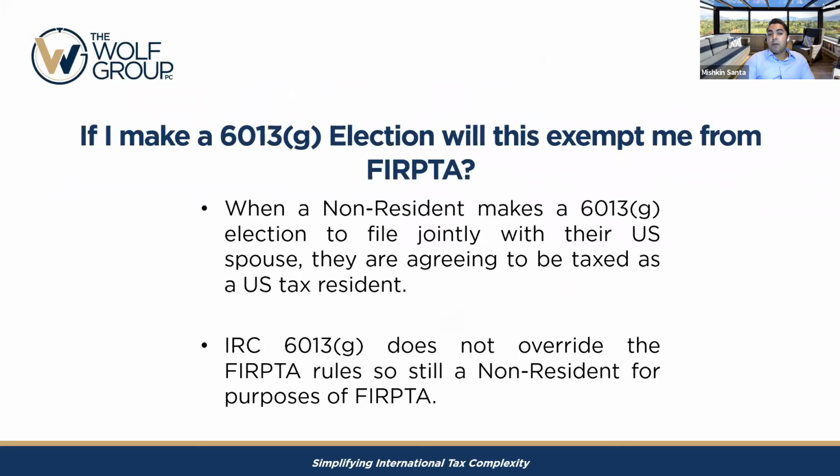I also get this question a lot because we deal with a lot of folks that are making 6013(g) elections. So what happens if I'm married to a US citizen or a green card holder and I make a 6013(g) election for the year in which I sell the property? Can I tell them I'm a tax resident and not have the withholding apply to me? The answer is no. The 6013(g) election does make most folks a tax resident, but it does not override FIRPTA. So you can't make the 6013(g) election to get out of FIRPTA withholding.